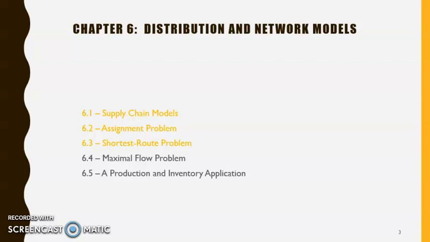Maximal flow problem first is categorized in chapter 6 as distribution and network models. So many of the things that we have mentioned and discussed regarding the network models apply to maximal flow problem. And also it is very similar to shortest route problem.